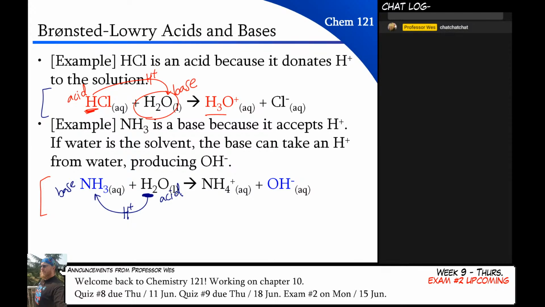So the tip of the arrow on each of these is going to be my base, and the tail of the arrow is going to be the acid. So if you can do that for each process, then you're in great shape. You'll identify the right acid and the right base every time.